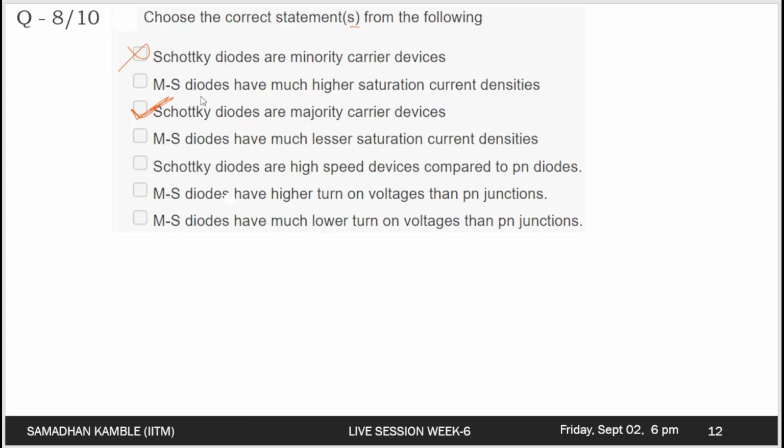Going to the second, the metal semiconductor diodes have much higher saturation current densities or much lesser diode saturation current densities. Can you tell me?